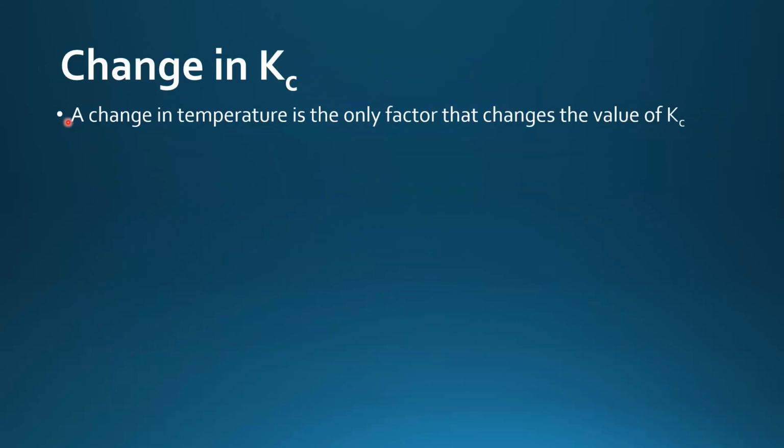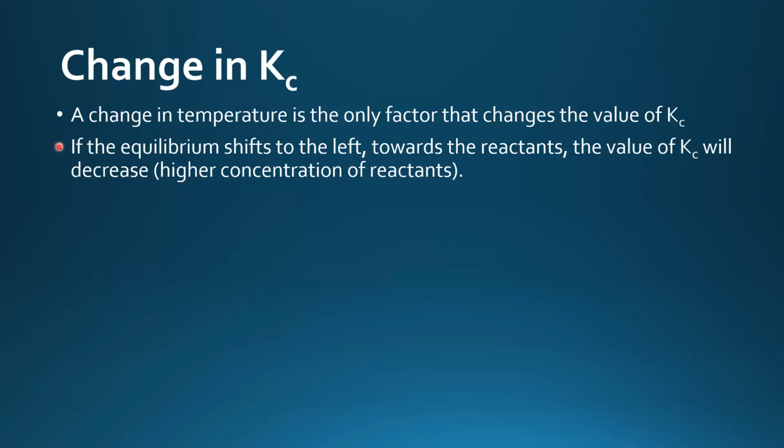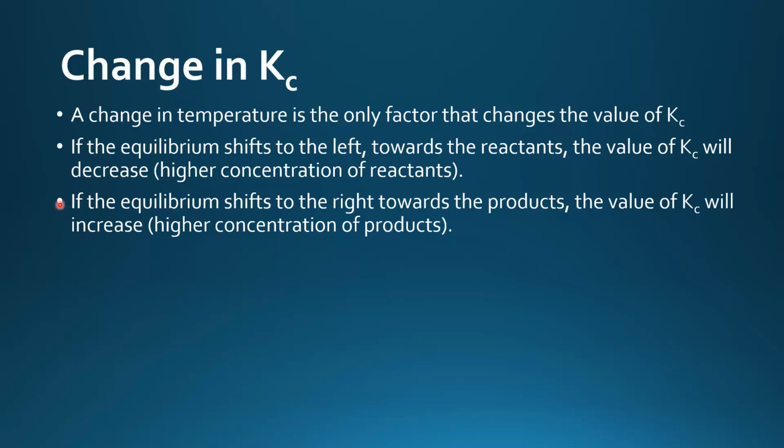And finally, we look at the change in Kc. A change in temperature is the only factor that changes the value of Kc. If the equilibrium shifts to the left towards the reactants, the value of Kc will decrease. That's because we have a higher concentration of reactants. If the equilibrium shifts to the right towards the products, the value of Kc will increase. That's because we have a higher concentration of products.